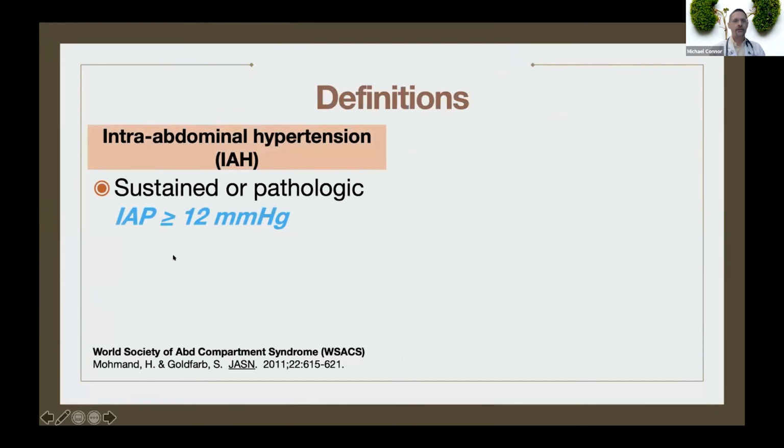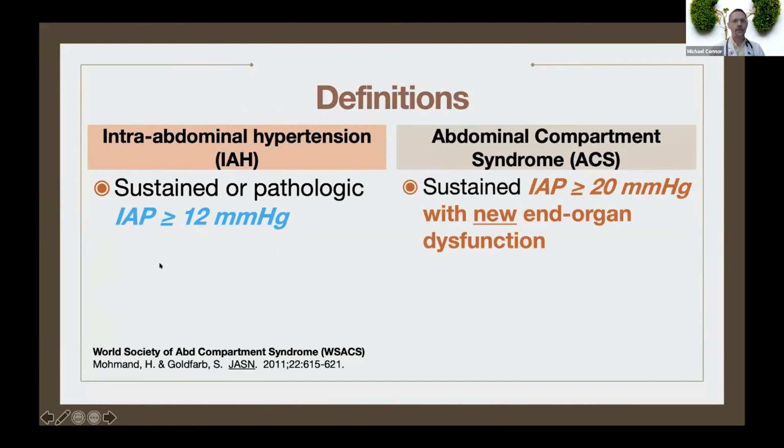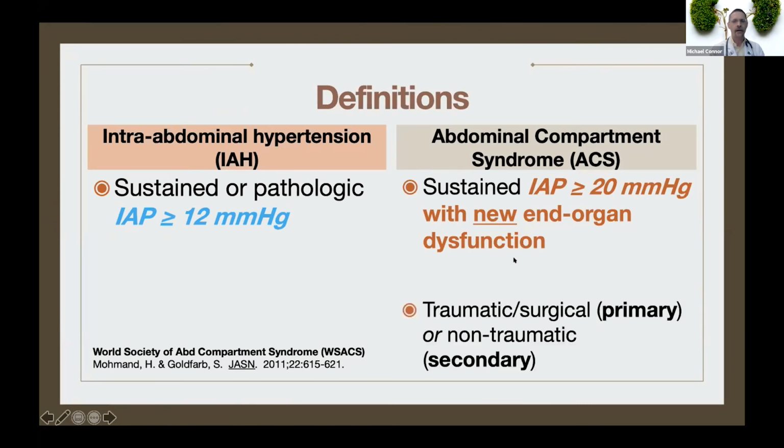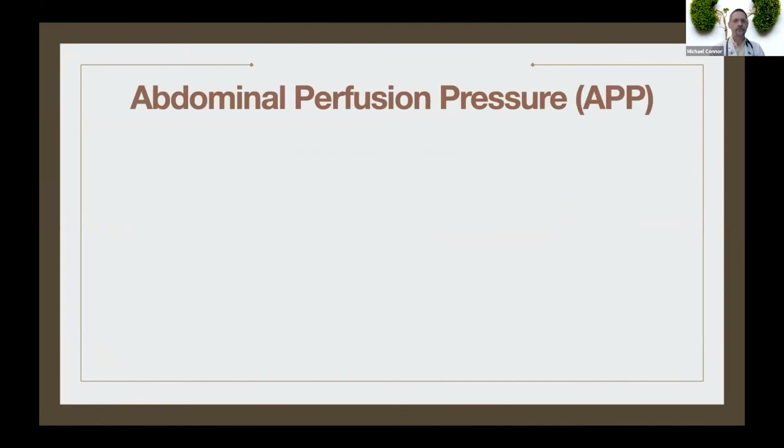What are the definitions? Intra-abdominal hypertension is a sustained or pathologic elevation in intra-abdominal pressure of greater than 12. Abdominal compartment syndrome is an intra-abdominal pressure greater than 20 when paired with new end organ dysfunction. And you can have both primary abdominal compartment syndrome and secondary non-traumatic abdominal compartment syndrome.